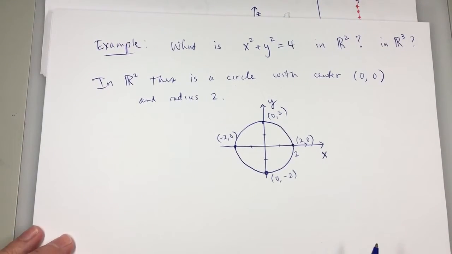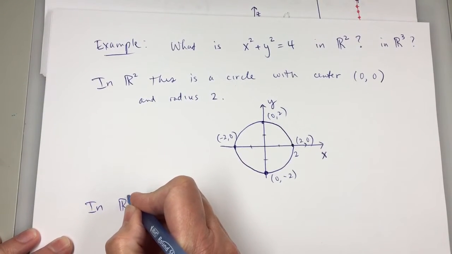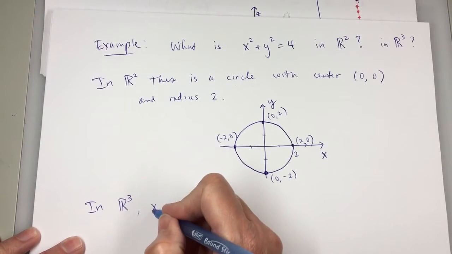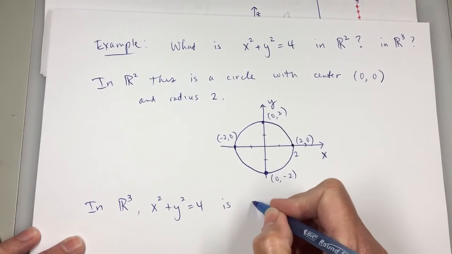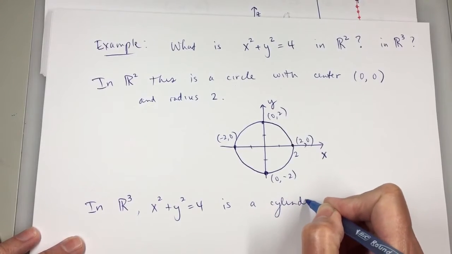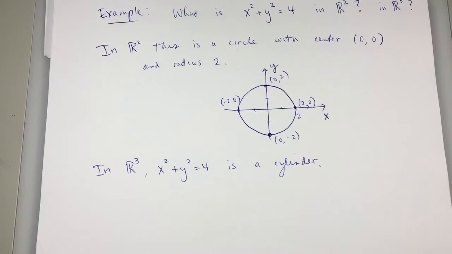What is this in R3? Actually, it's not a sphere. It is a cylinder. In R3, x squared plus y squared equals 4 is a cylinder. Would x squared plus y squared plus z squared be a sphere? That's correct. Yes. And we do cover that in this section. So this would be a cylinder, and to sketch it, I would do this.